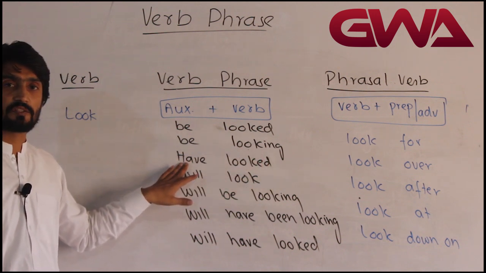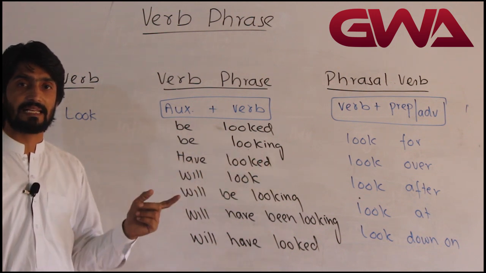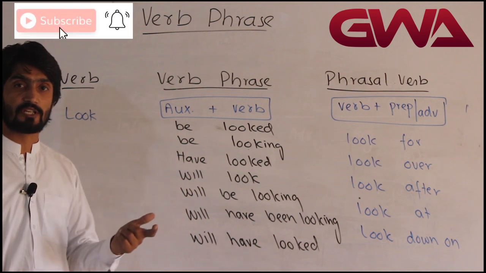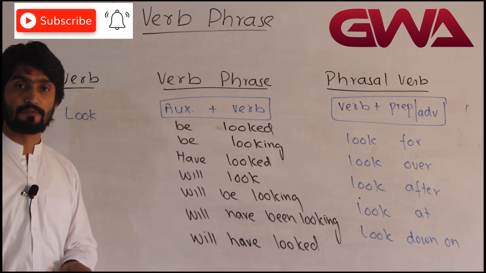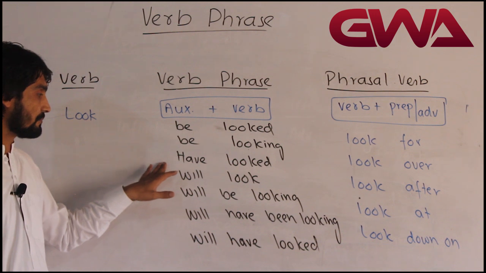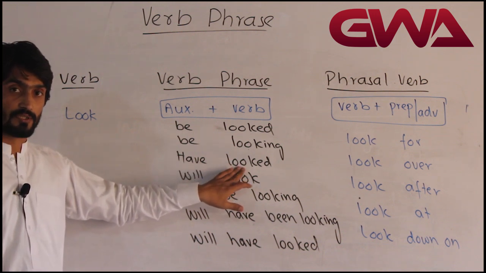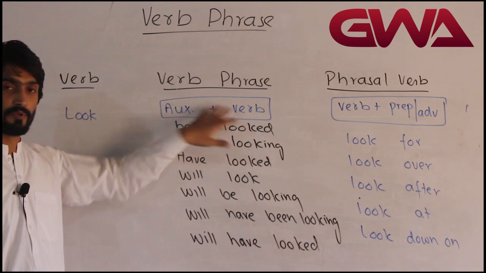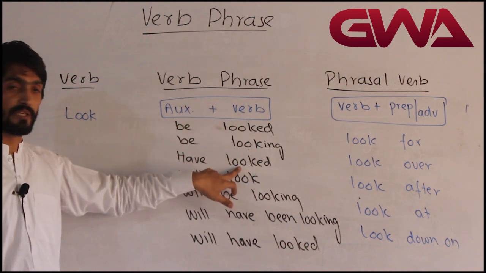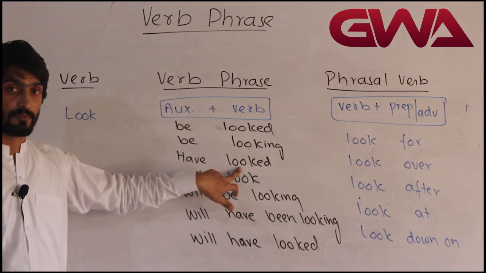Have, here have stands for have, has, and had: present perfect tense, past perfect tense, and also future perfect tense. So, after have, we have a third form of the verb, looked. And this is called verb phrase because it is auxiliary verb plus main verb.